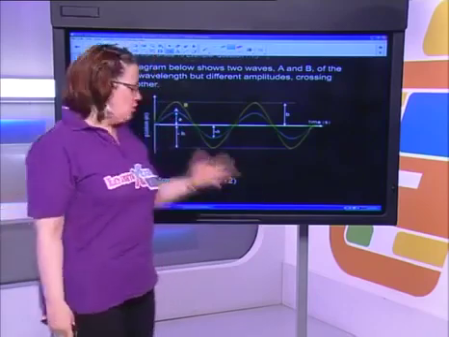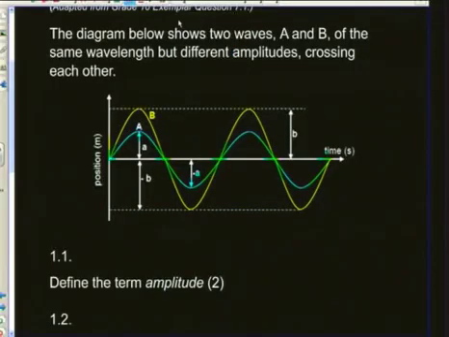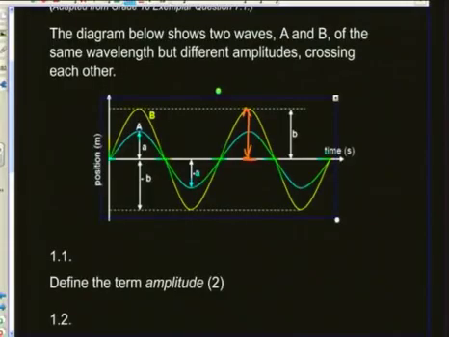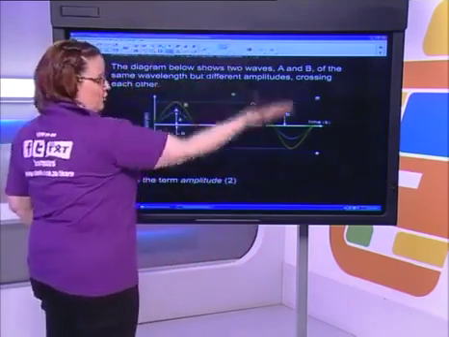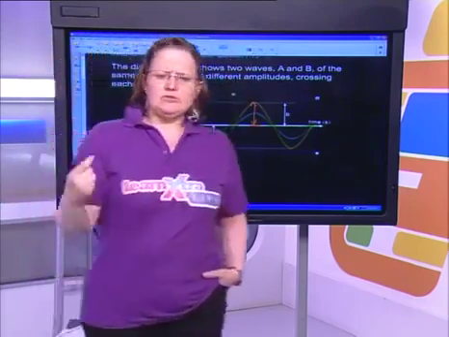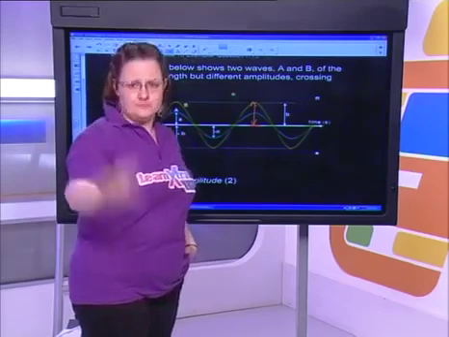Those are always the easy marks. Two marks for the amplitude. Now the amplitude, in terms of our diagram, is the distance from the rest position, the equilibrium position, to the maximum height or the maximum displacement of the wave. That displacement can either be positive or negative, depending on whether it's a crest or a trough. So the way we would define it is we would say amplitude is the maximum displacement of the wave from the rest position.